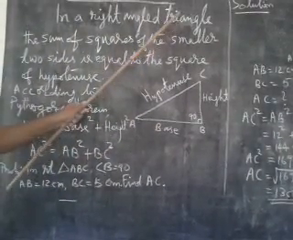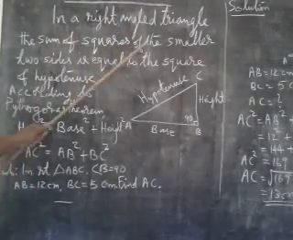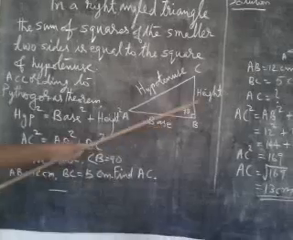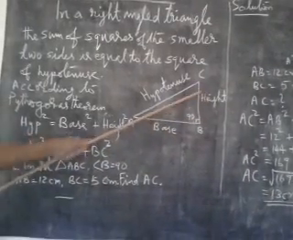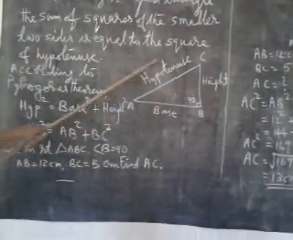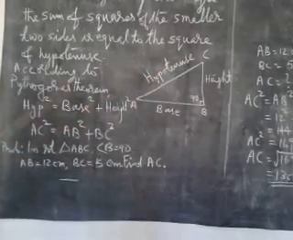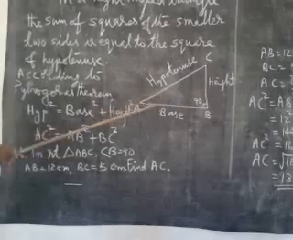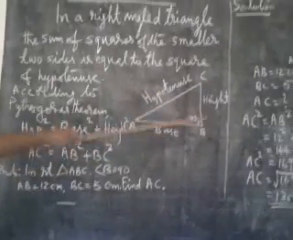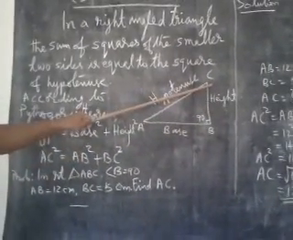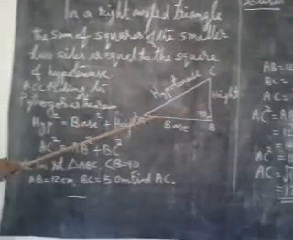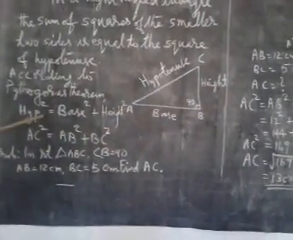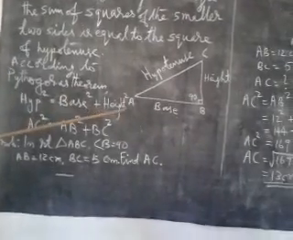Pythagoras told that the sum of the squares of the smaller two sides is equal to the square of the hypotenuse. Mathematically, we can say that this is the hypotenuse, one is the base, the other is the height. Standing vertically is called height, and horizontally is called base. Then hypotenuse square equals base square plus height square.